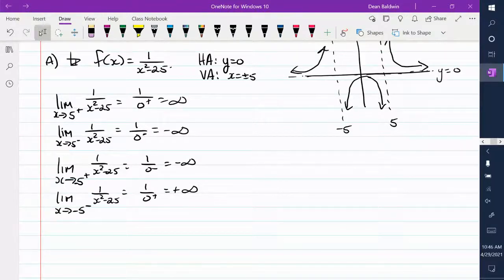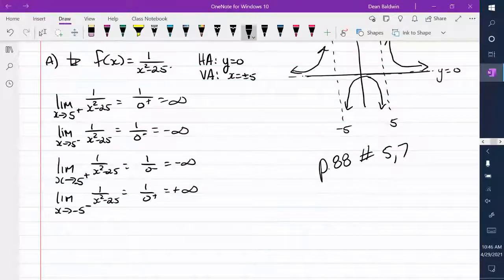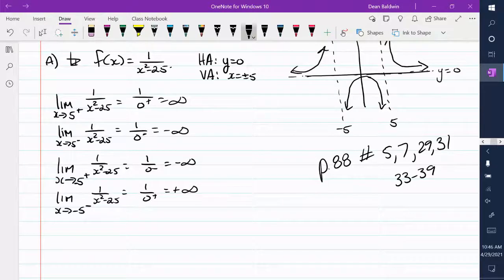All right, here are your questions. There's not a lot of them. And we've got one last thing to do, and then we're done with limits. So page 88, numbers 5, 7, 29, 31 kind of ties into what we did yesterday. And then 33 to 39. These are all only do the odds. And I think that's it. Yeah.